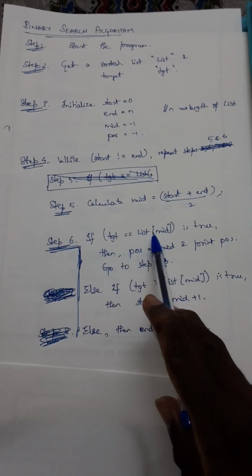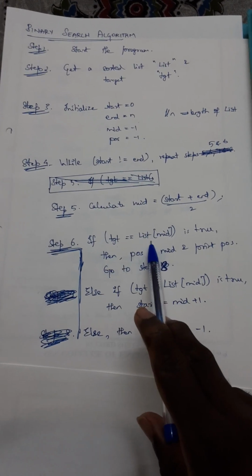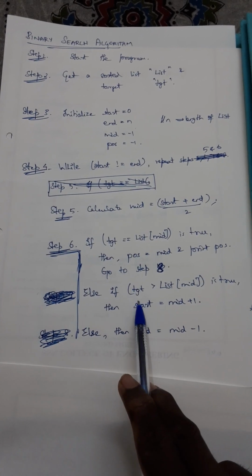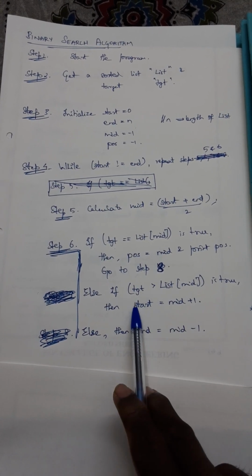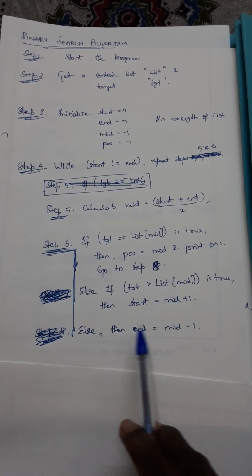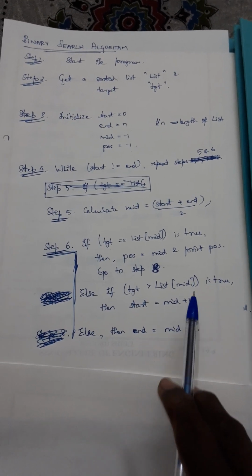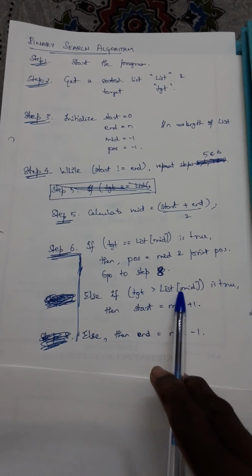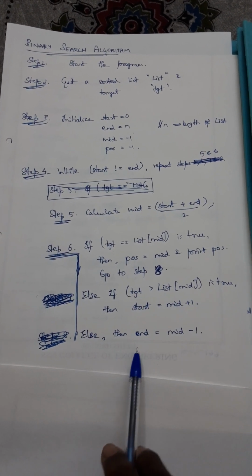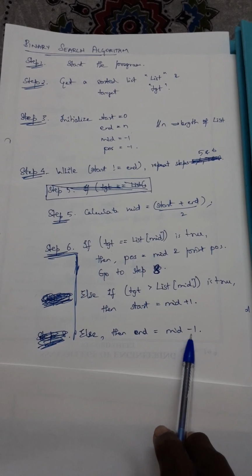Else, if the target is not equal to the middle value, then it will just check if it's greater than the middle value. So if target is greater than the middle value, then we would be changing start from 0 to mid plus 1. Else, in the sense that target is less than the middle value, we'd be changing end as mid minus 1.